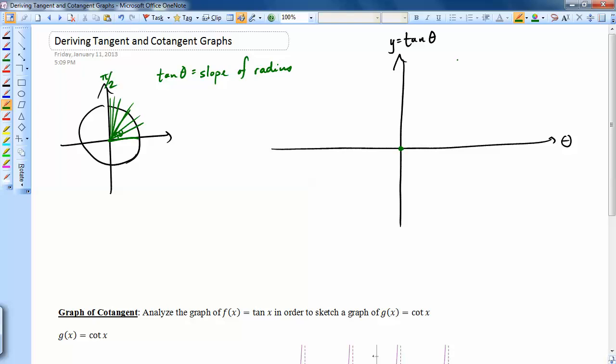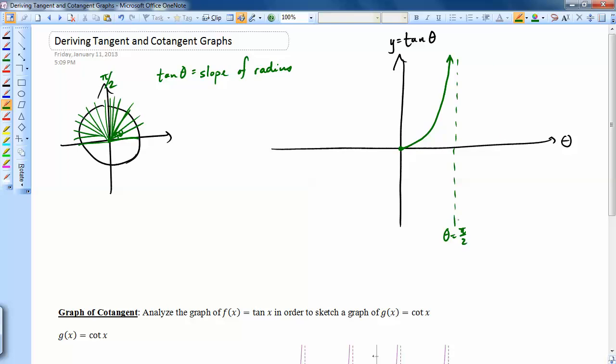So just before pi over 2, or sorry, this is theta, not x. So just before pi over 2, this shoots way up to infinity because the slope gets super infinite there. And then just after pi over 2, it's super negative. It's a very steep but negative slope. And then it comes down like this, and eventually it flattens out right at 0 again when we're at 180 degrees or at pi radians.